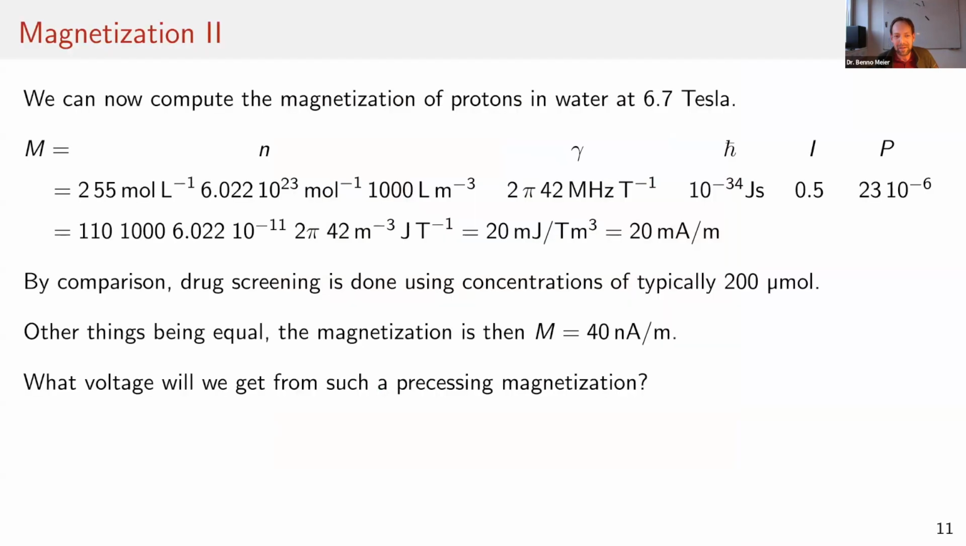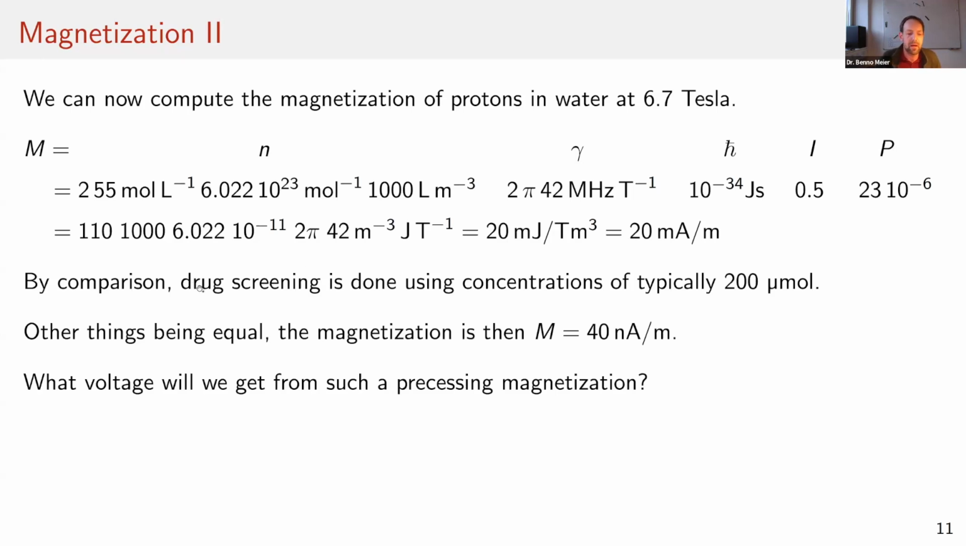Okay. So let's ask ourselves anyway, how much magnetization do we have with these polarizations? Here I run this example for water. I put the concentration of water, 55 molar, and then we have 2 protons. Then we have the gyromagnetic ratio, we have a spin 1/2, and we have a polarization of 23 ppm. If you multiply all these numbers, you get 20 milliamperes per meter. That is essentially the biggest magnetization that we deal with in magnetic resonance. That would be the signal of a pure water sample.